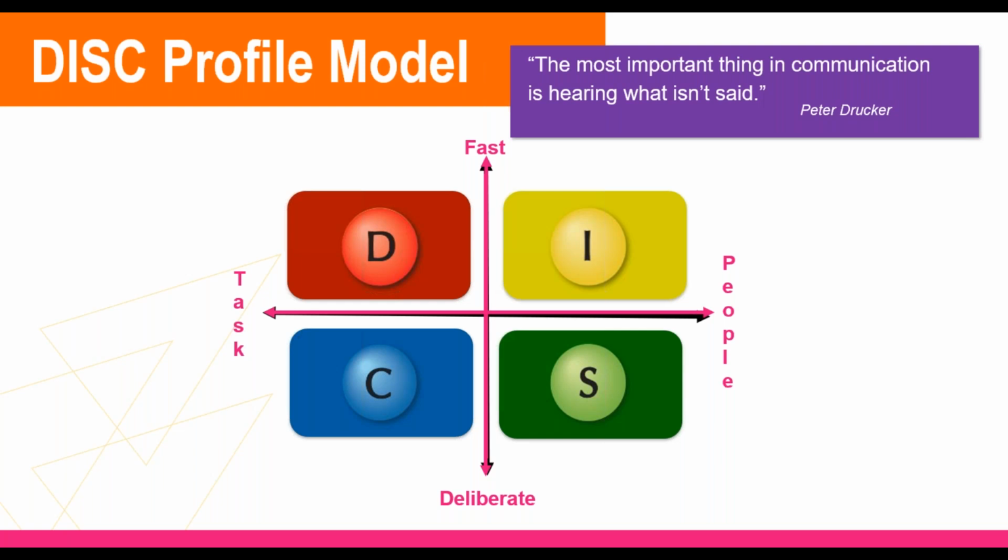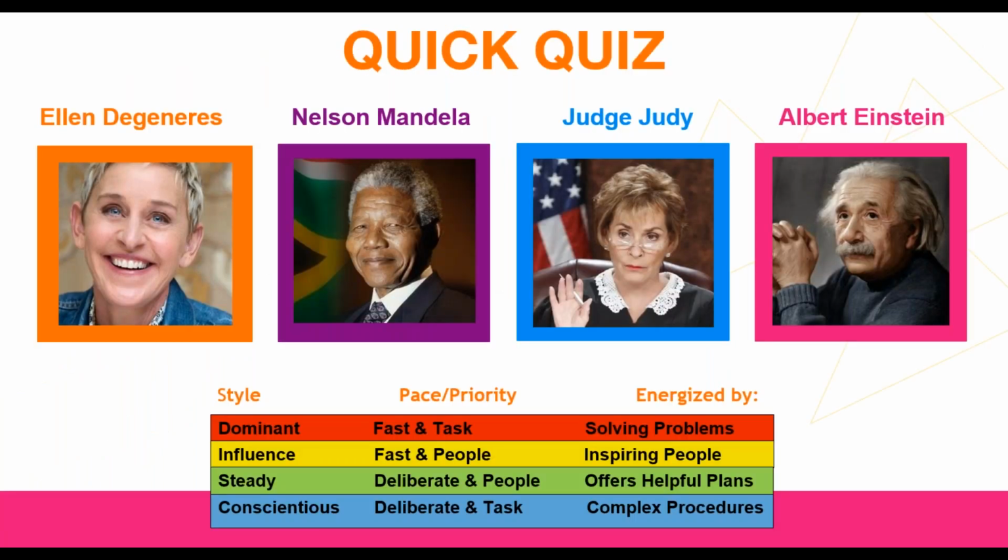So let's see what we can determine if we look at a practical application of this. And this is where I'm going to ask you to use your chat box and be a little interactive. What I'm going to do is describe each one of these individuals, and hopefully you know who they all are. If not, I'll give a little bit of a synopsis and see if you can guess what style they are. Are they high D, high I, high S, or high C?